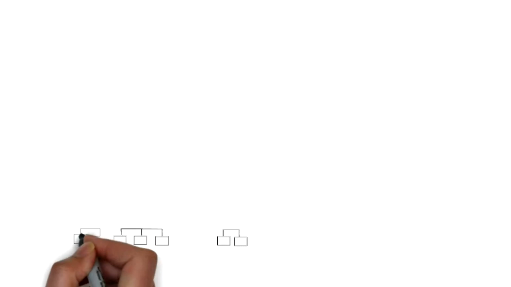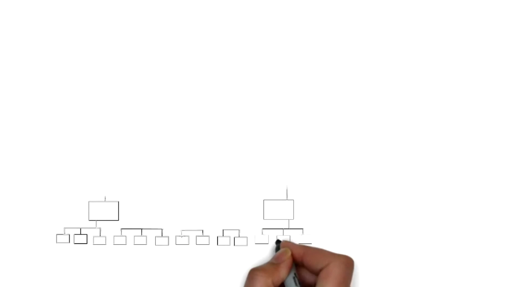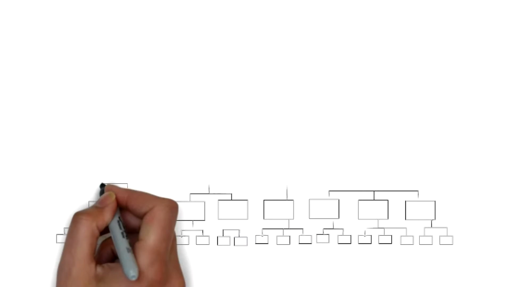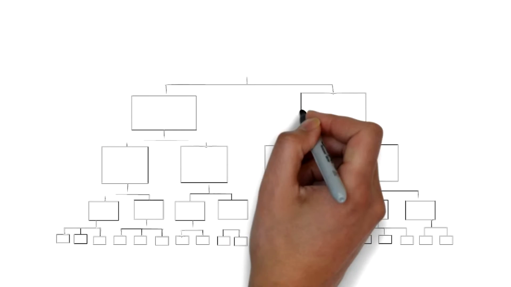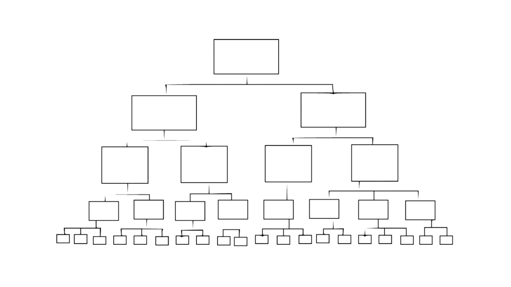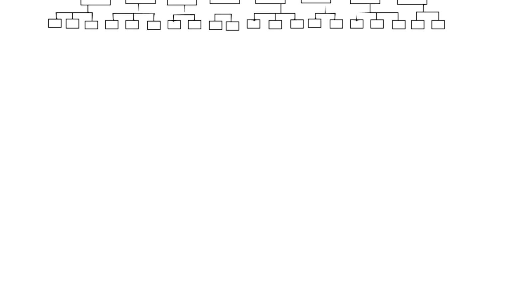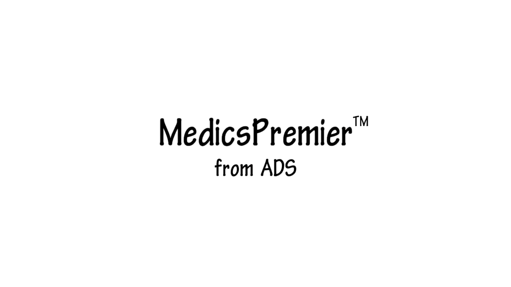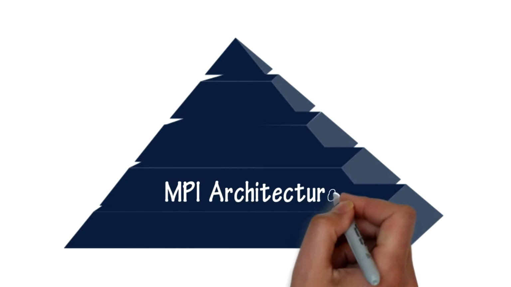Going beyond tax ID entities, the organization may even want to completely segregate aspects of their operation into separate business segments. The system should provide that capability as well if needed. All of this and more is easily doable if the system is Medix Premier from ADS. Here's how. Off the bat, Medix Premier is built on MPI architecture.